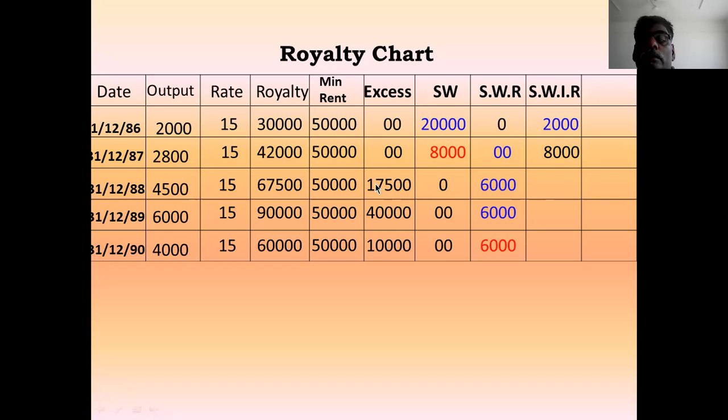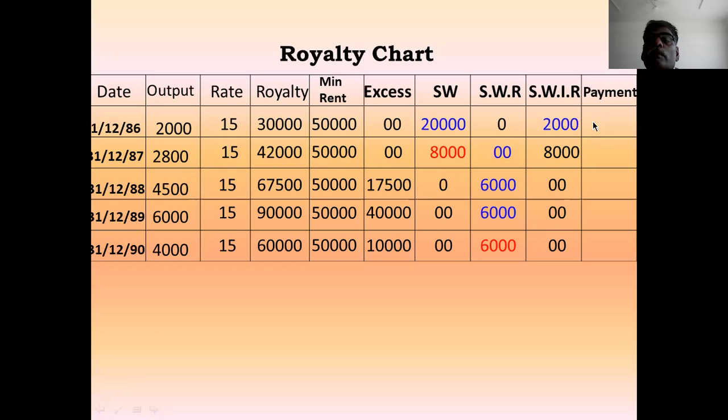And here, irrecovery is not there. You put 0, 0, 0. Out of 20,000, 12,000 recovered, then 10,000 irrecovered. Then out of 8,000, 6,000 recovered, 2,000 irrecovered. This is the point you remember.